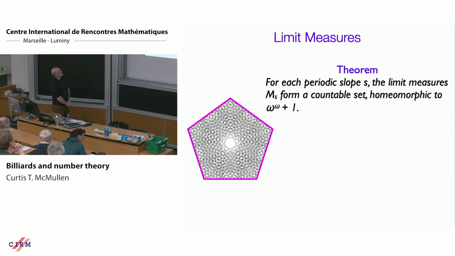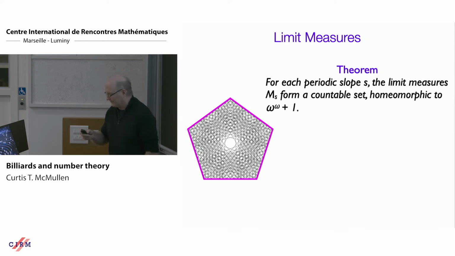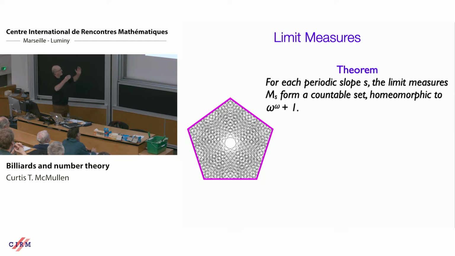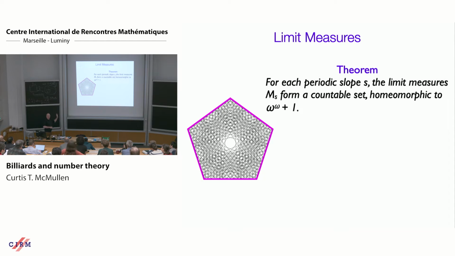But it turns out that the limit measures form a countable set. And this countable set is homeomorphic to the ordinal omega to the omega plus 1. What this means is that there's an accumulation point of the measures, then there's an accumulation point of accumulation points, then there's an accumulation point of accumulation points of accumulation points, and this goes on countably many times, and then there's finally one more point. And that last point is uniform measure on the Pentagon. So you eventually get there. This theorem is not just about the Pentagon; it's more general. It works for arbitrary billiards, and for Teichmüller curves. Okay? But I'm illustrating things with the Pentagon today.